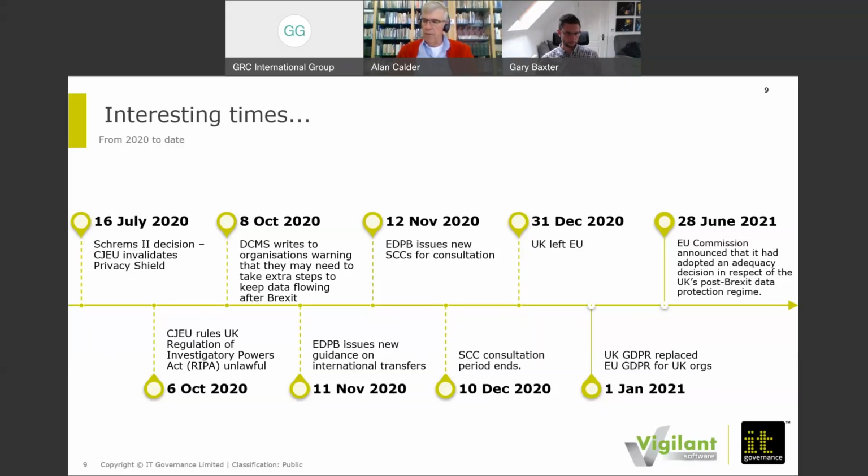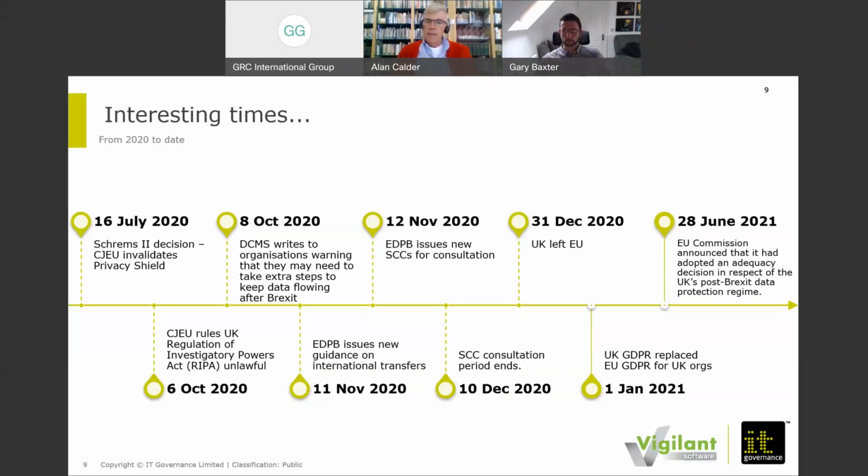Of course, the invalidation of the Privacy Shield created a concern around the flow of data from the European Union to the UK, particularly given that the CJEU had ruled that the UK's Regulation of Investigatory Powers Act was unlawful. That was a decision in October 2020, and that is effectively saying that there are government mechanisms in the UK which mean that the level of protection for UK data subjects is not the same as it is in the European Union.